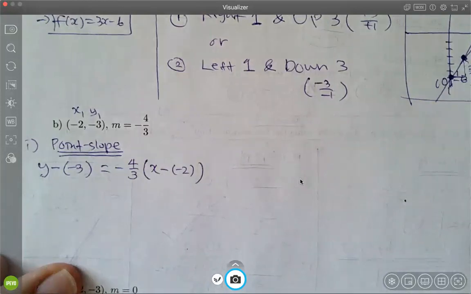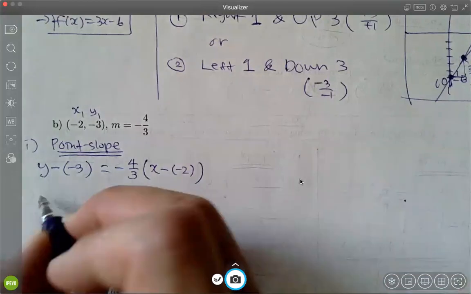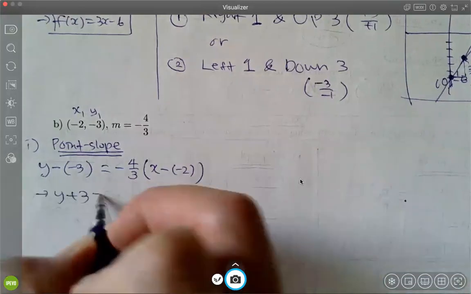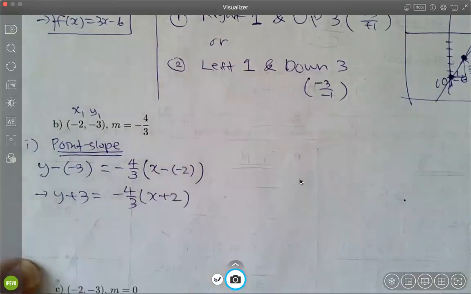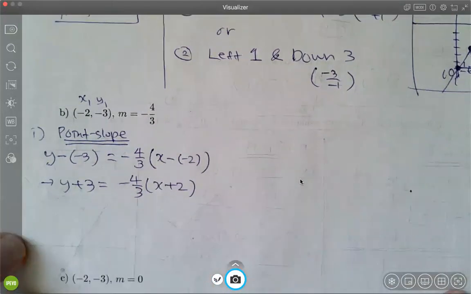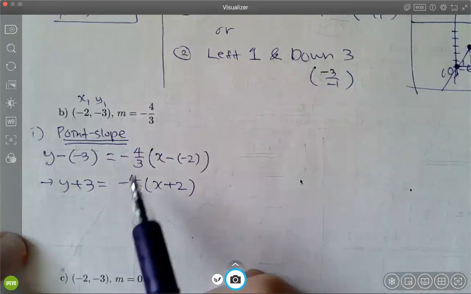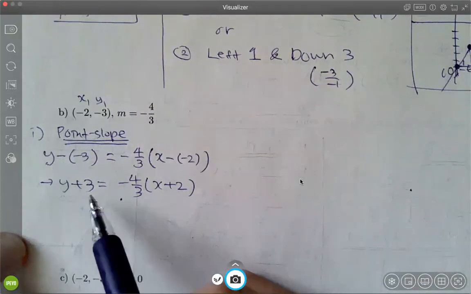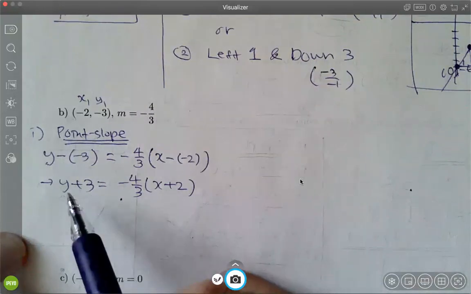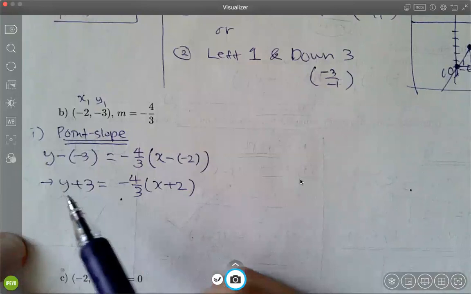And you just have to simplify this. So what does this mean? Y plus 3 is equal to -4/3 times X plus 2, right? And now, how do you go from here to the slope-intercept? Slope-intercept means Y is by itself, right? So what do you have to do? Minus 3, right?